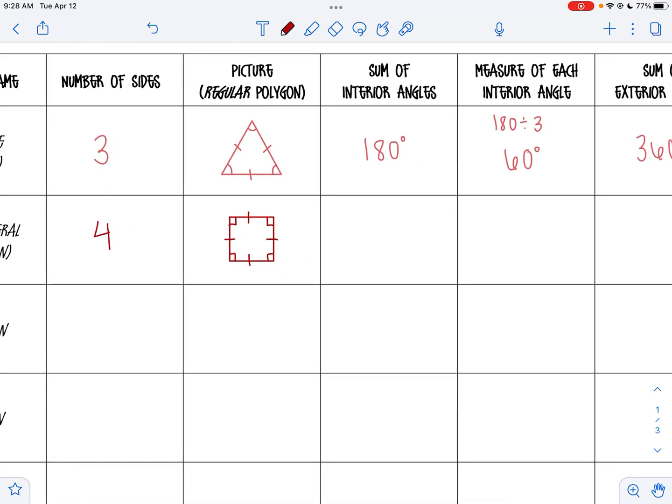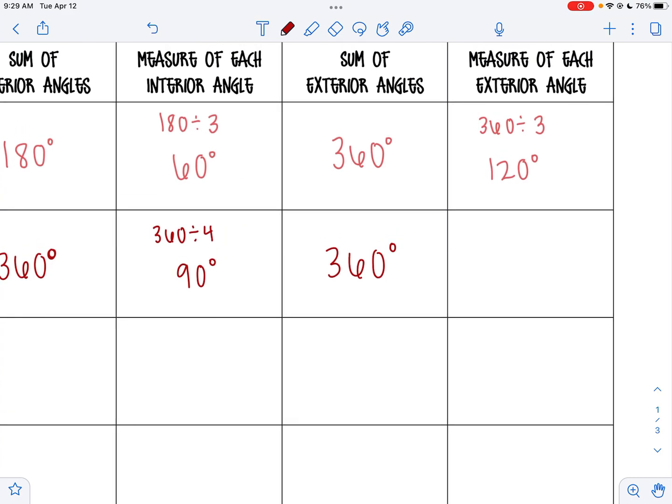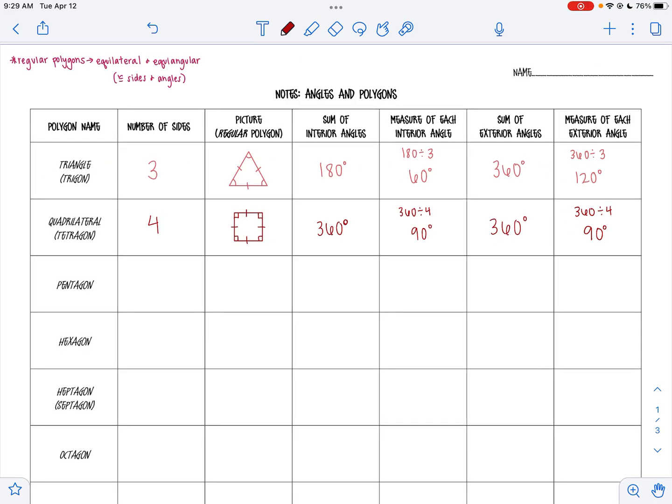If I asked you, what does a quadrilateral add up to? Well, a quadrilateral would add up to 360 degrees. So what would be one interior angle? Well, that's where 90 comes from. 360 divided by 4 is 90 degrees, where that box comes from. Now, if we go all the way around a square, the exterior is also going to be 360. And if I asked you to find one exterior, well, 360 divided by 4 is once again 90 degrees. Those are shapes that you know, that you're familiar with.